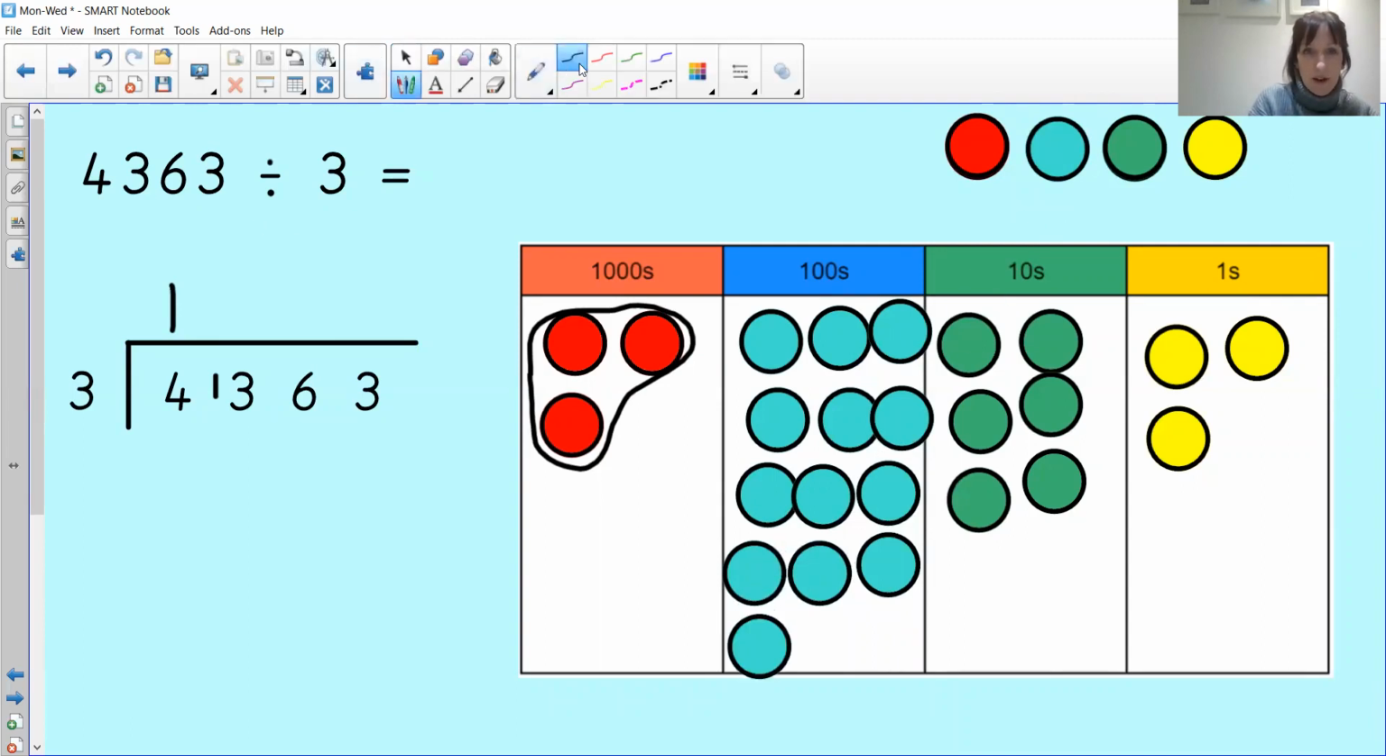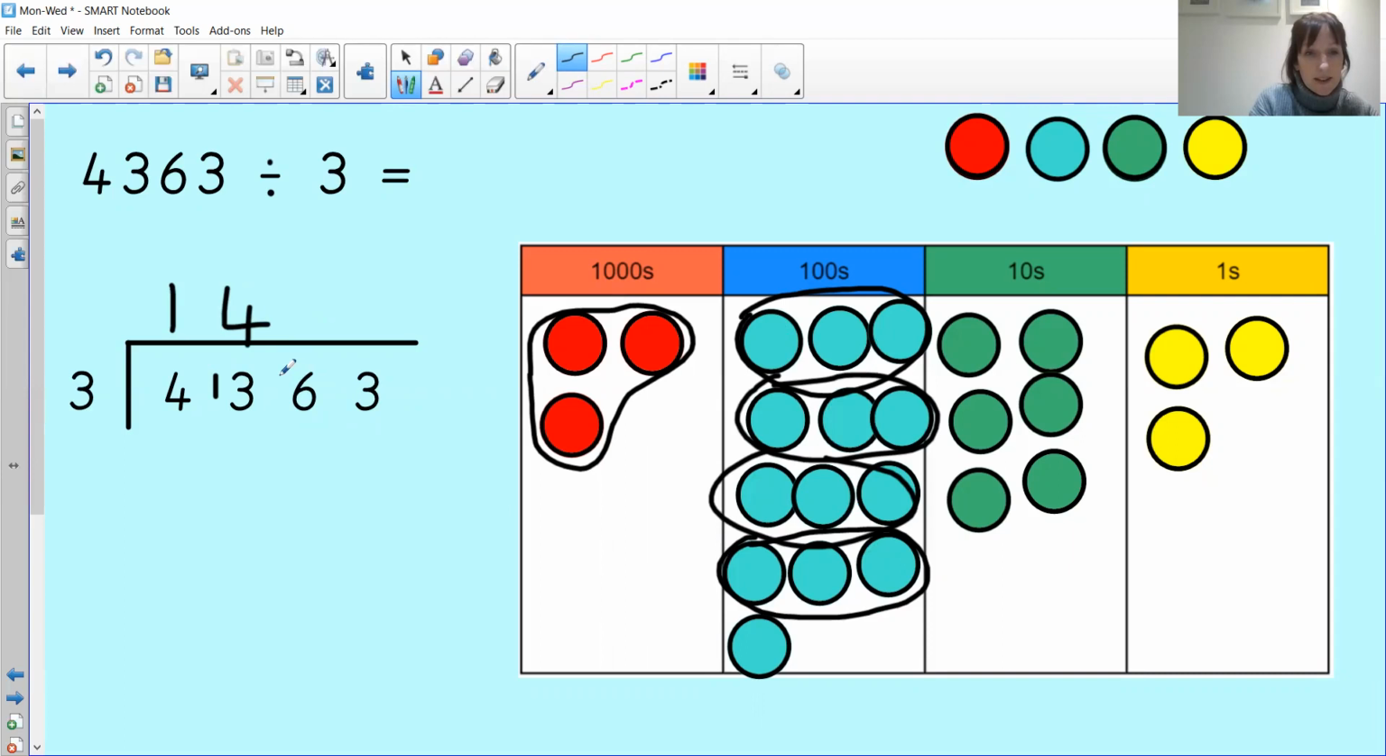So let's have a look now. If you know your 3 times table, have a think. How many 3s can you make out of 13? Let's have a look. So that's 1 group of 3, 2, 3, 4. 4 3s are 12. 5 3s are 15, and that's too many, and I don't have enough for that. So I've got 4 groups of 3 in my hundreds, but I've got 100 left over.